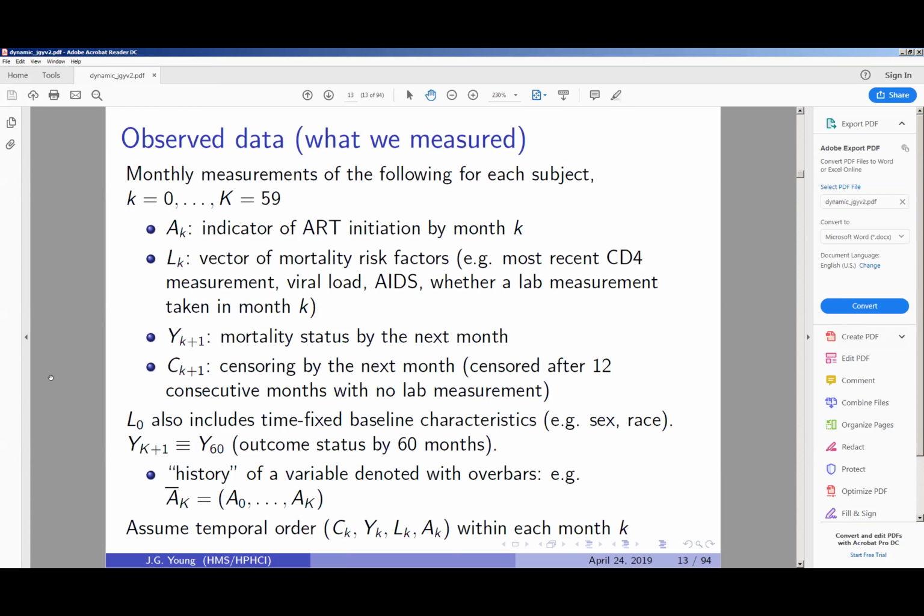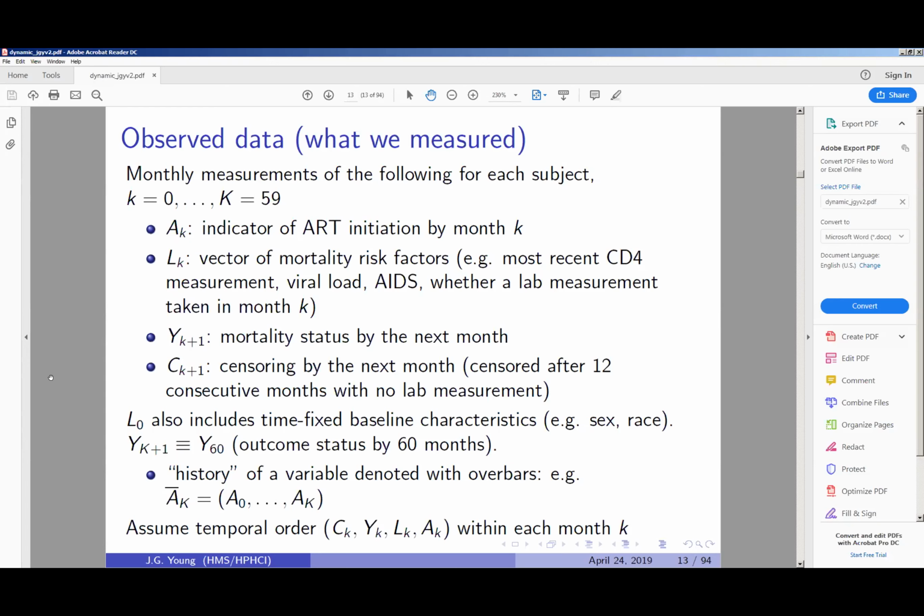So here, capital AK is just the indicator of whether an individual in this subset of HIV-CAUSAL initiated ART by follow-up month K. So this is a time-varying indicator, and it simply represents the observed indicator of what happened in HIV-CAUSAL, nothing to do with a question yet.